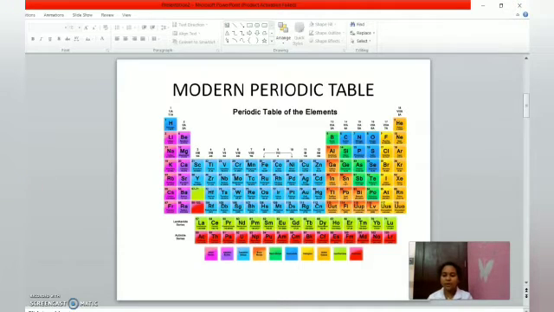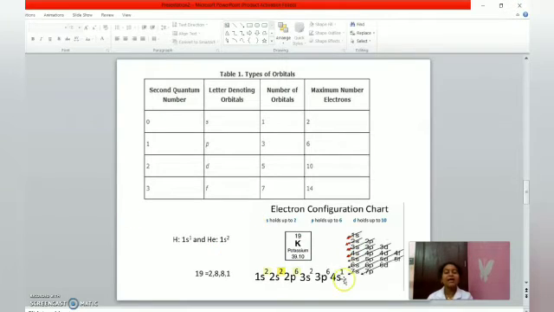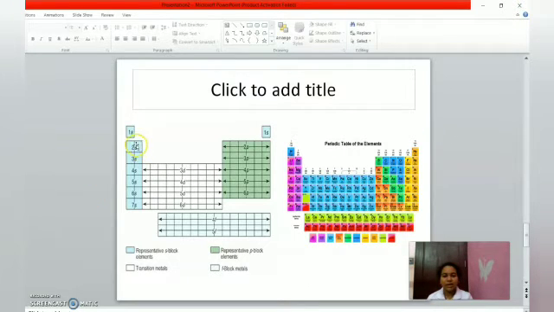So it is the method. It is 4, so it will be in the fourth period. And where the last electron is entering, that will be its block. Here it is in S, isn't it? The last electron is entering the S, so it will be in the S block. You can see here potassium in the S block.